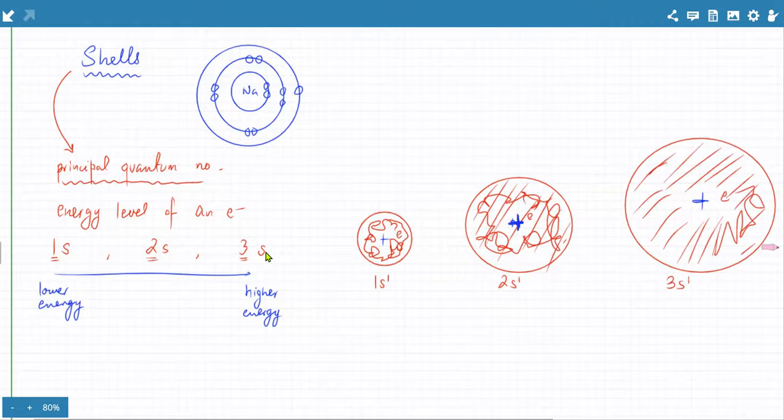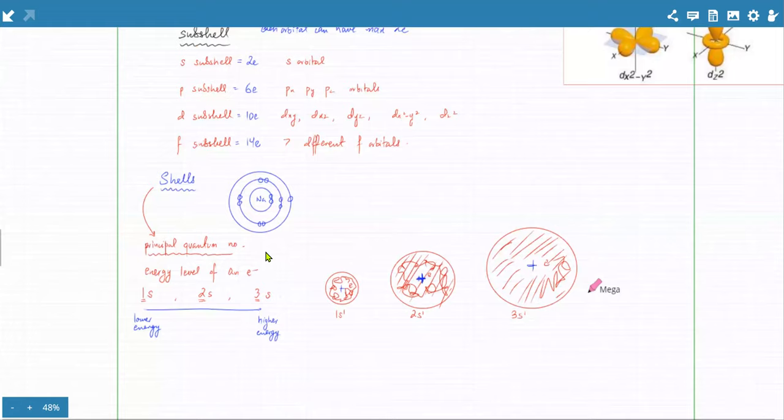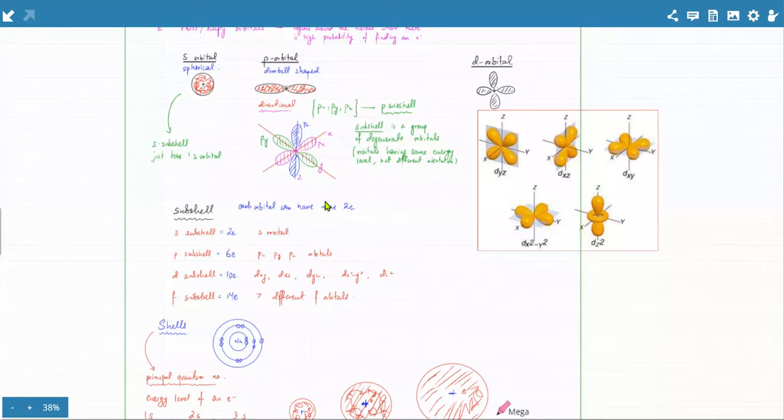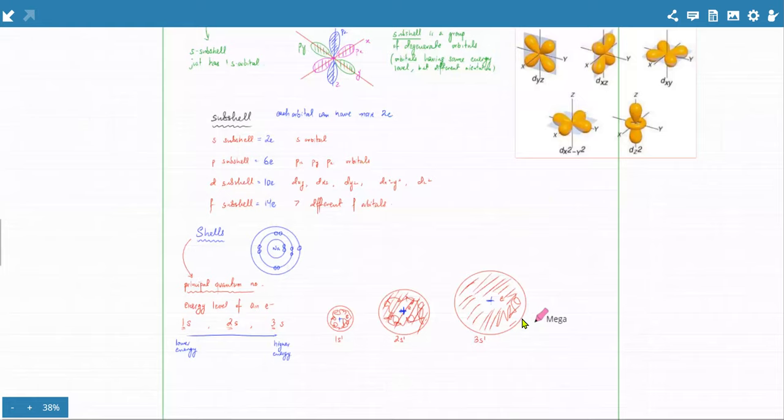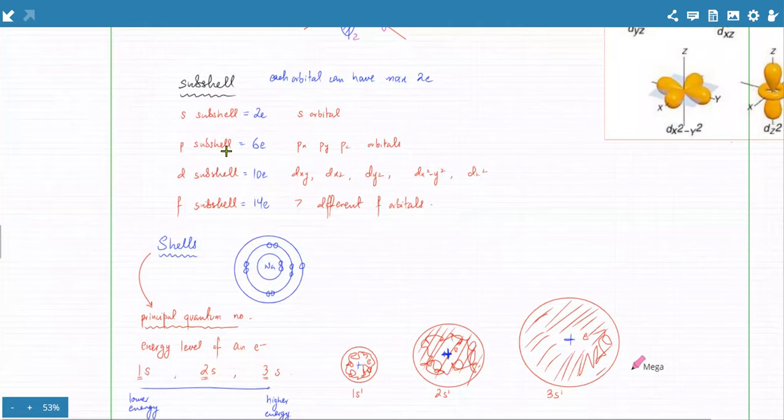We can link shells with orbitals over here. Just remember, an orbital is the type of space the electron is occupying. It could be a spherical region, it could be a dumbbell-shaped region, or it could be a cloverleaf-shaped region. Subshells are a group of orbitals, like the p subshell is composed of px, py, and pz, because there are three different types of p orbitals. For d, there are five different types of d orbitals.